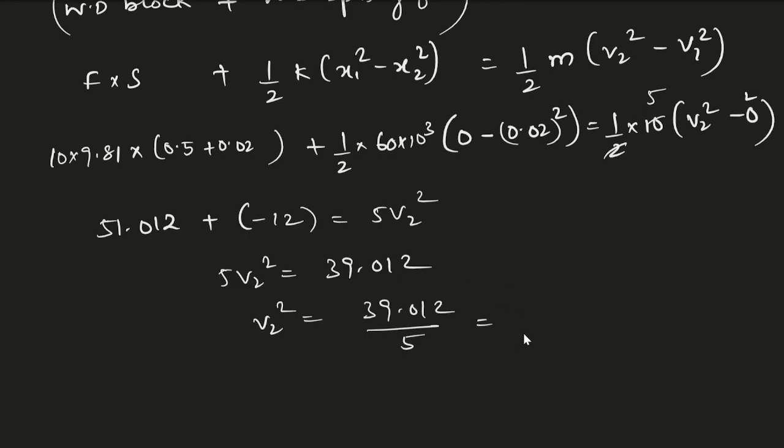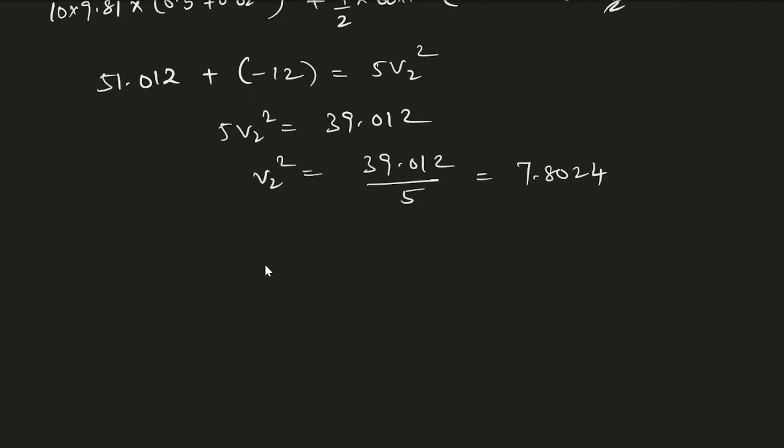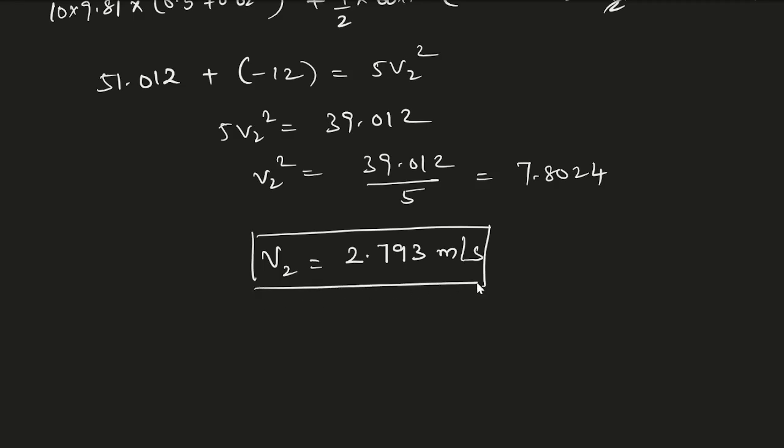So v2 square will be equal to 39.012 divided by 5. This gives me 7.8024. We have to find v2, the velocity. v2 will be equal to the root of 7.8024. So this gives me the velocity 2.793 meter per second. So the velocity of the block when the spring is compressed is 2.793 meter per second. I hope you understood this problem.